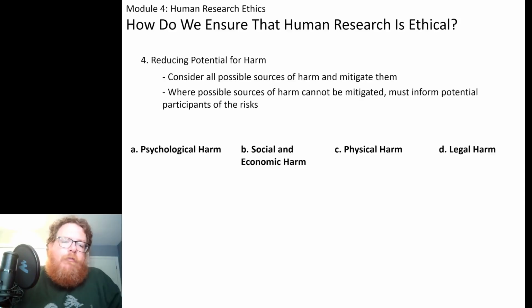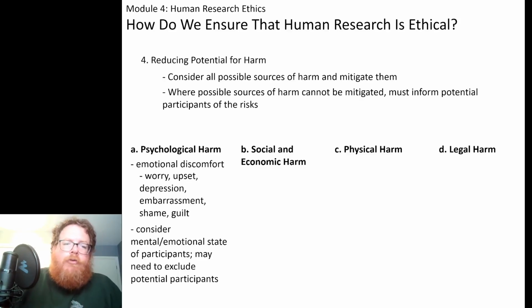What I want to talk about next here are the four categories of harms that we should be thinking about when we are designing our study and thinking about how we can mitigate them as much as possible. So there are four categories of harm we have to think about. There's psychological harm, social and economic harm, physical harm, and legal harm. So I want to just go through each of these in a bit of detail. We'll start with psychological harm.